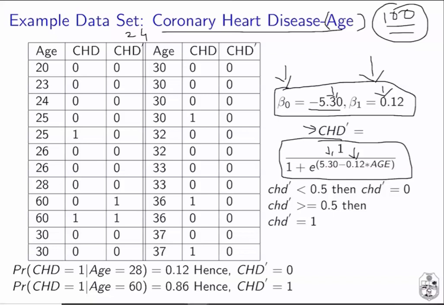And suppose we have set the critical probability to 0.5. Then for all the probabilities predicted by our model with these parameters, beta 0 equal to minus 5.30 and beta 1 equal to 0.12, if the probability is less than 0.5 we will classify it as 0, and if the probability is greater than 0.5 we will classify it as 1. 0 means a person is not suffering from coronary heart disease, and 1 means the person is suffering from coronary heart disease.